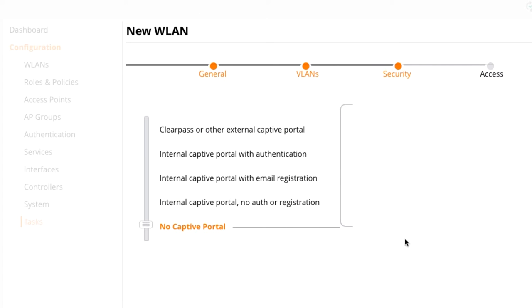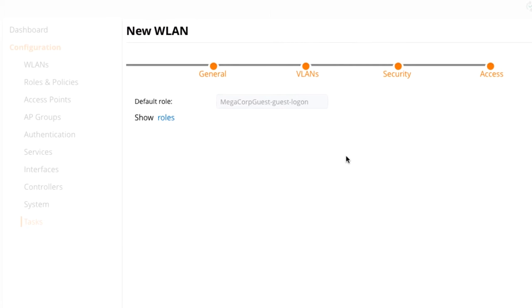Since this is a guest network, it's not going to ask me much about encryption. It's assuming that it's an open network with some captive portals. And then on the access side, I can now choose the role that the users are going to be put in. These are the firewall rules that will apply to that type of user. And it really decides what applications they can see and what they can do.